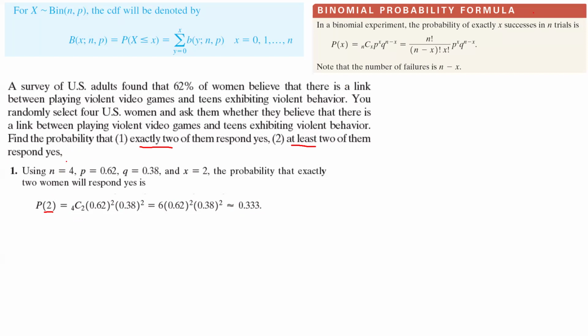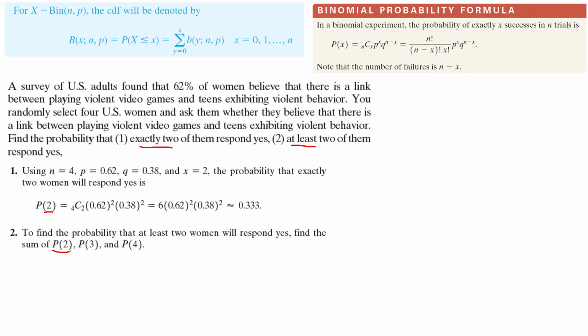And since n is 4, you get 4 factorial divided by (4 minus 2) factorial times 2 factorial, and the probability of success, which is 62%, to the power 2, and the probability of failure, which is 38%, to the power 4 minus 2, or 2. Now, to find the probability that at least 2 women will respond yes, we need to find the summation of P(2), P(3), P(4). So you're basically adding all of these together.